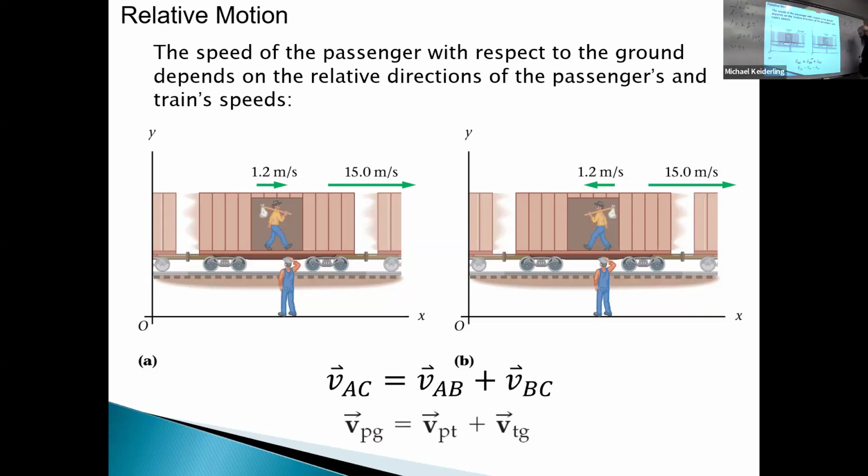And there's a pretty straightforward way to do this. If you want to find the velocity of object A with respect to C, it's the velocity of object A with respect to B, plus the velocity of B with respect to C. So we have the velocity of the person with respect to the train, plus the velocity of the train with respect to the ground.